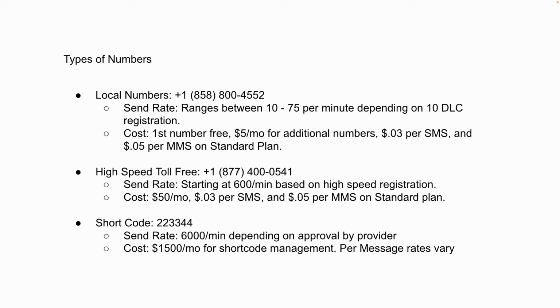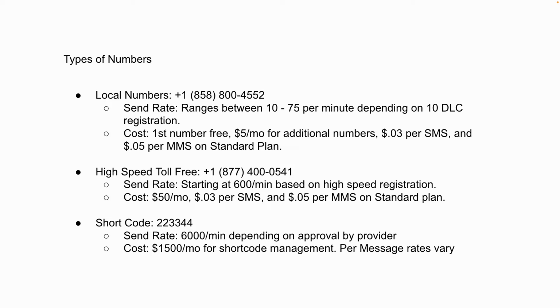and then based on your needs and the size and scope of your campaign, we can bump that up to 1,500 messages per minute, and we can go even higher than that. It's just a little more costly to unlock those higher rates, and so typically 600 to 1,500 is the most common range for that sending rate. And then with high-speed toll-free, on our standard plan, it's an additional $50 a month to access that service, and then it's 3 cents per SMS, 5 cents per MMS on the standard plan.